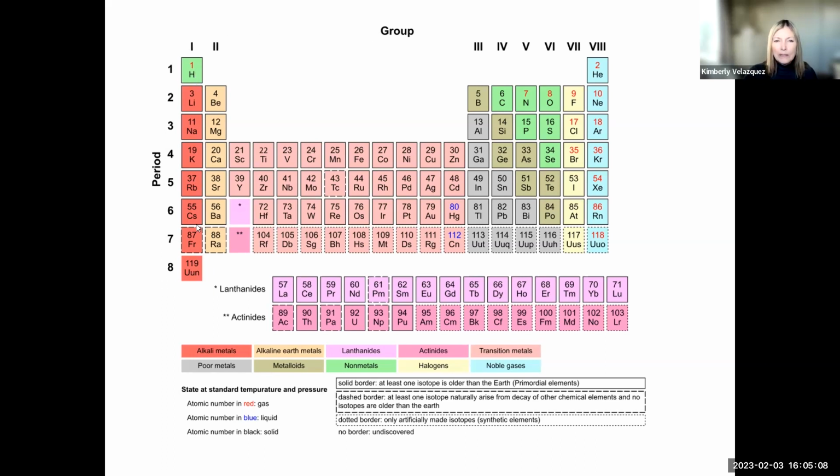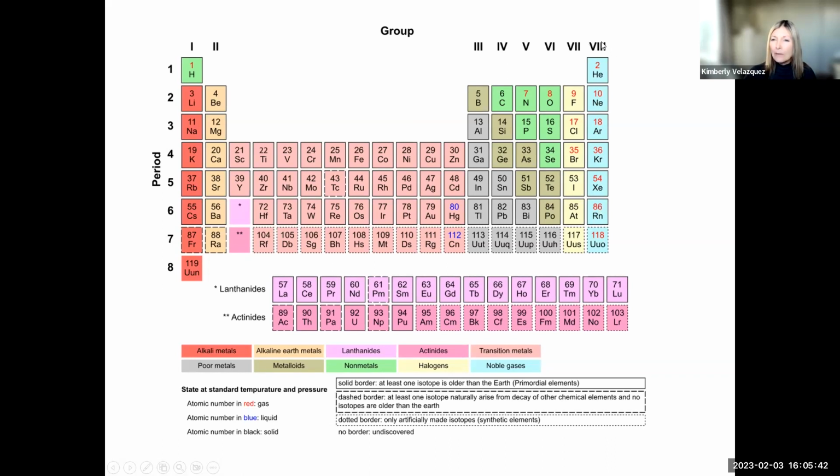Everything in column 1 has 1 electron in the outer electron shell. In other words, 1 valence electron. Everything in column 2 has 2 valence electrons. Everything in column 3 has 3 valence electrons. 4, 5, 6, 7, 8. Everything in column 8, except for helium, because helium only has 2 total, right? So it's going to fill that outer electron shell, has a full valence shell, but that first shell only holds 2. Everything else would have 8 in the valence shell.